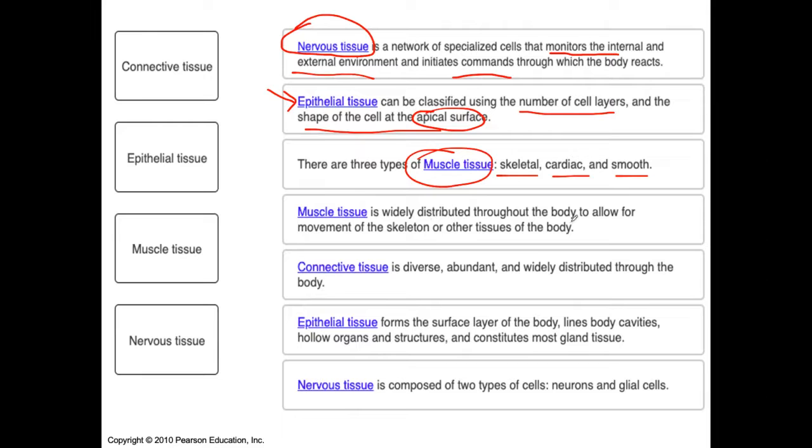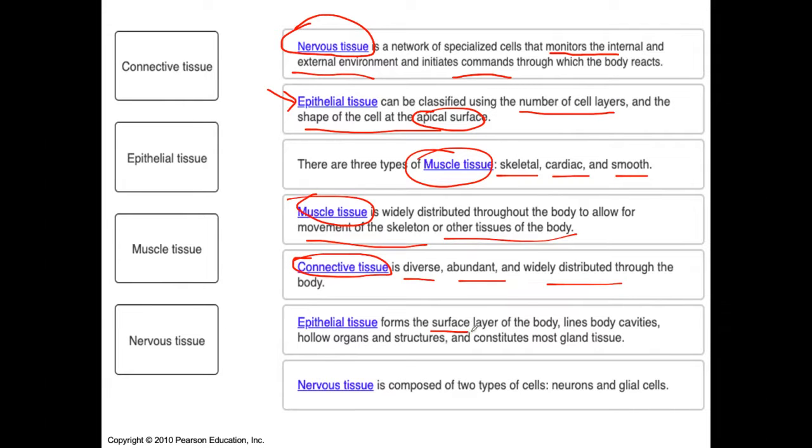What is widely distributed through the body to allow for movement of the skeleton or other tissues of the body? Muscle tissue, specifically which one? We're talking about skeletal muscle. Which is the most diverse, the most abundant, and widely distributed tissue? That's going to be connective tissue.